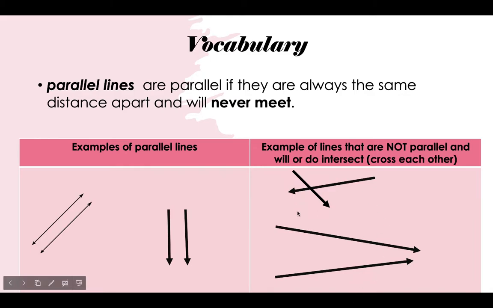However, these are not parallel lines. They are going to intersect. These intersect, they cross. These, they're not touching, but they don't have the same distance. Like from here to here is not the same distance from here to here. And eventually they're going to cross. Not parallel.